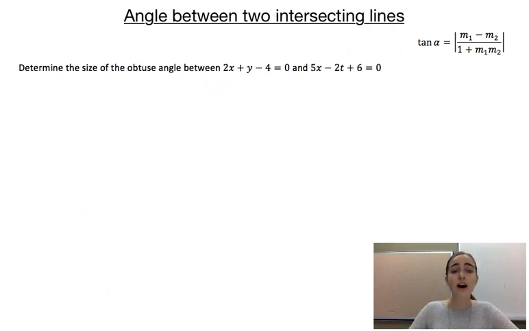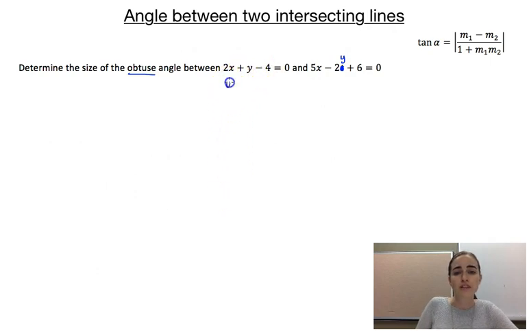Our second example asks us to find the obtuse angle this time between the lines 2x plus y minus 4 equals 0 and 5x minus 2y, that should be a y, hang on, so cross that out and write a y instead, plus 6 equals 0. So this time we're going to do the same working out, but there's going to be one extra step at the end because we want the obtuse angle instead. So we start off doing the same thing. We're going to rearrange them both into gradient intercept form.